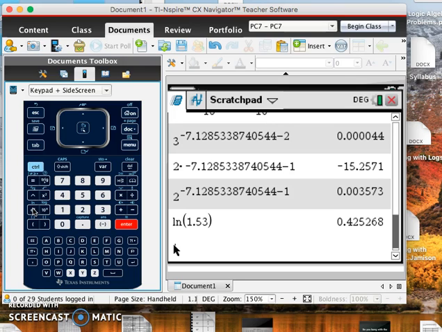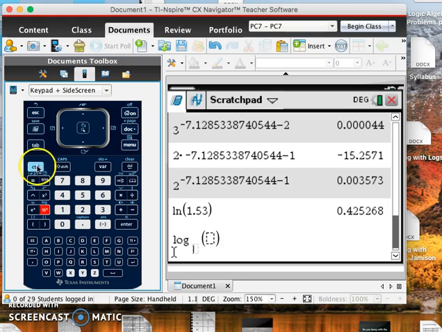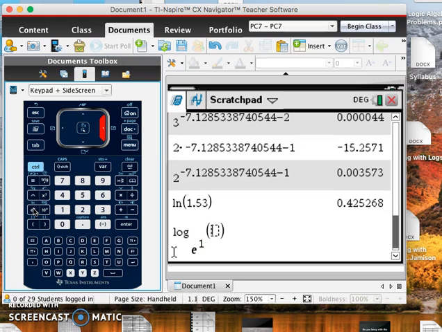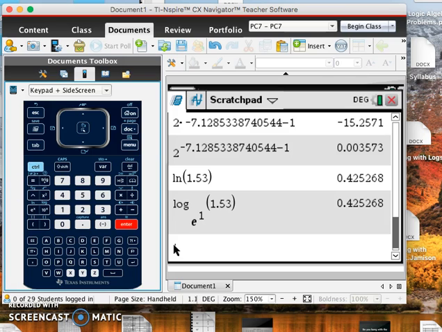You might say, well, why can't I say log base e? Well, you can. You could do log, and then here's your e key, but you'll notice you'd have to put the power of 1 of 1.53, and we'll end up with that same answer.